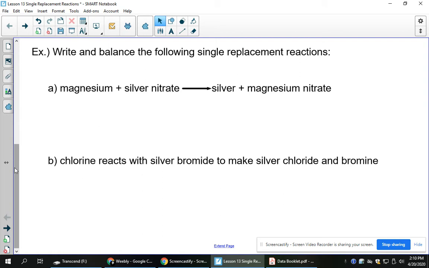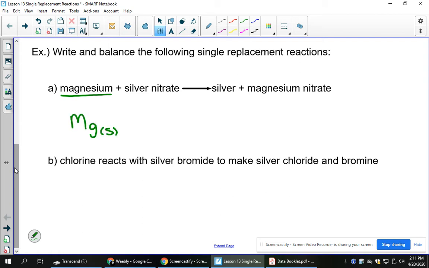So first off, we need to know how to write everything here. The first thing we have is just the element magnesium. When it's just an element, if it's not a polyatomic element like oxygen, for example, where it always comes with a buddy, then we just write Mg and we write solid because the box on the periodic table is white. The other thing that's just an element here is silver. Silver is not polyatomic, so it's just going to be Ag solid.